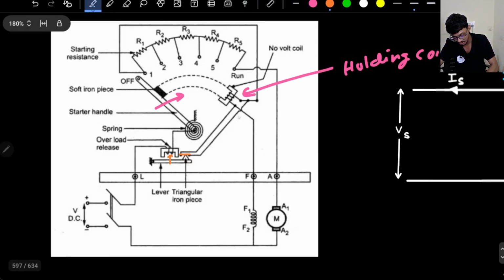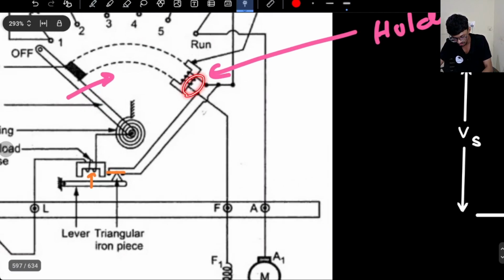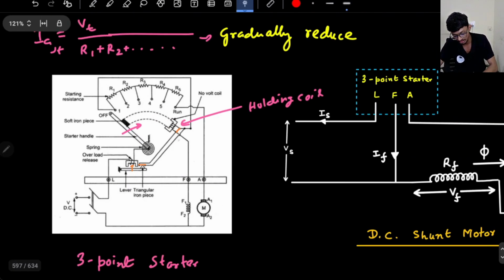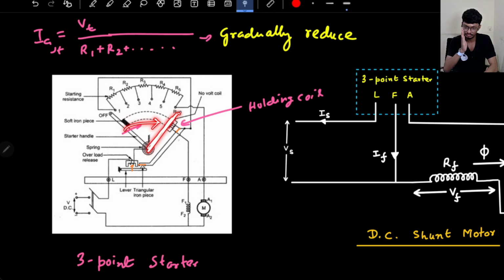If it short circuits these 2 points, the voltage across the holding coil is short circuited, that means there is no voltage, so the holding coil will be de-energized. If the holding coil is de-energized, it will not hold the pointer anymore, so it will release the pointer. Automatically the pointer will come back to position 1 due to spring force. So now again resistance will be there in the armature path because the current has gone above a preset value.